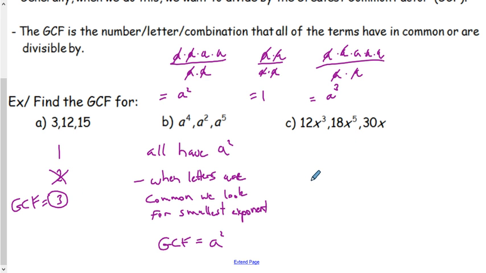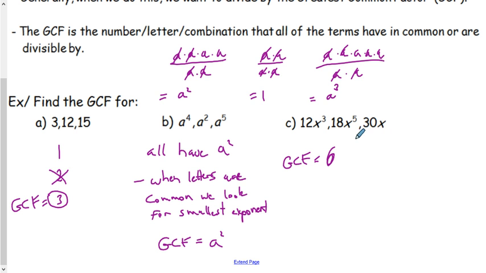How about my last one here? What's my greatest common factor? Well, let's look at the numbers first. What's 12, 18, and 30? What's a number that divides them all? They all divide evenly by 1, of course. They all divide evenly by 2. They all divide evenly by 3. What's the biggest one? The biggest number that divides them all evenly is actually 6. So my greatest common factor is going to have a 6.